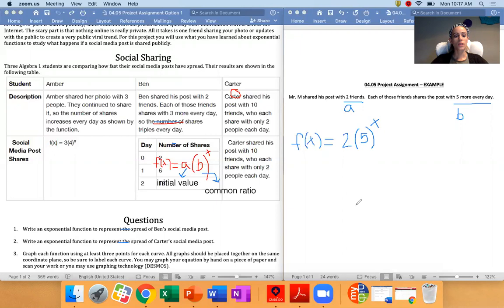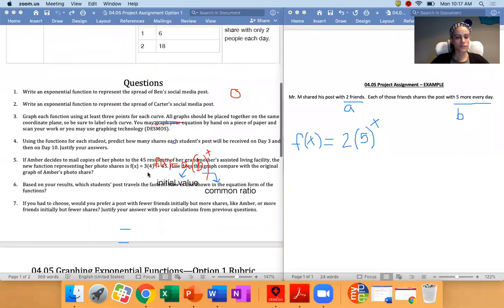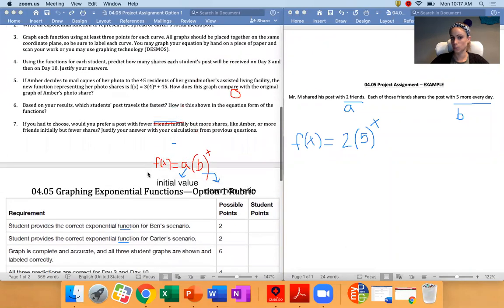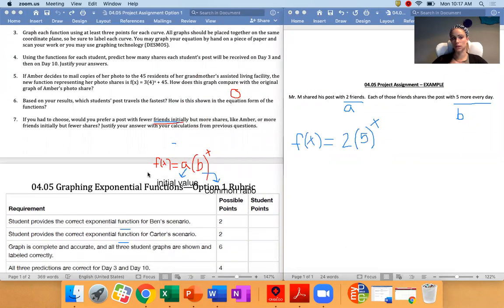Now, before we graph this, I actually want to go ahead and focus on answering question number 4, okay? The reason for that is we can stick it all on the whiteboard. So question number 4 wants us to use the functions for each student and predict how many shares they will have on day 3 and then on day 10, and justify your answers. So we'll do that with Mr. M. We'll find out how many shares he would have on day 3 and day 10.